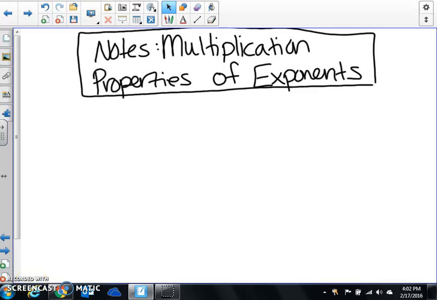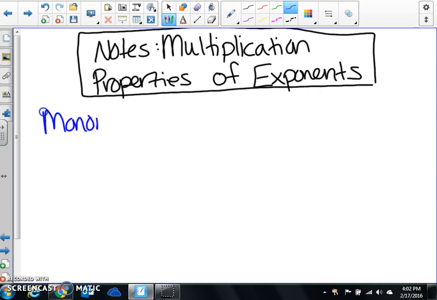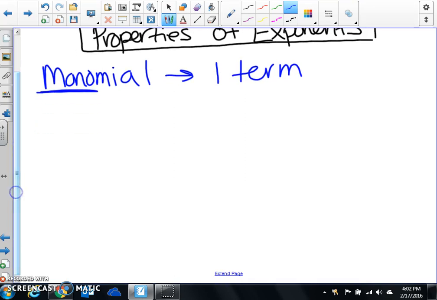All right, we're going to be talking about multiplication properties of exponents. First of all, right now we're just going to be multiplying monomials, okay? So a monomial, mono means one. So it's one term, okay? So in general, what that means is a monomial does not have any addition or subtraction, right?